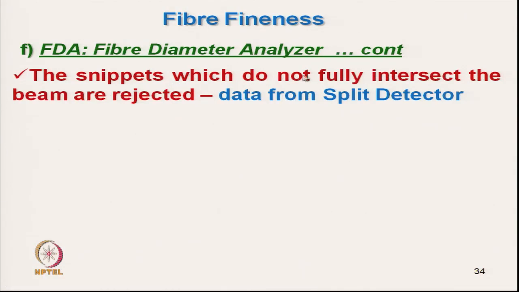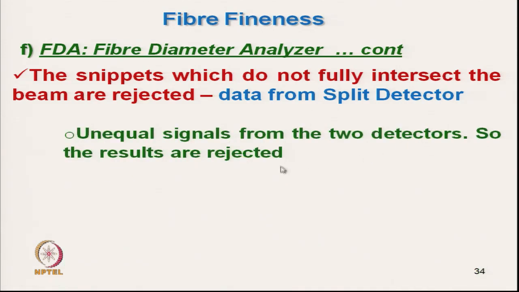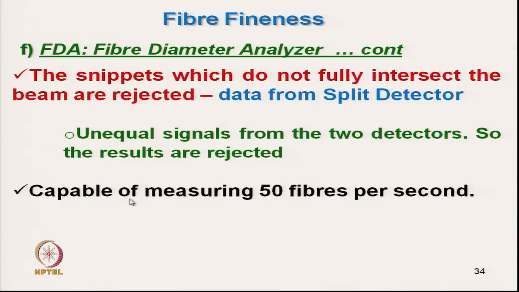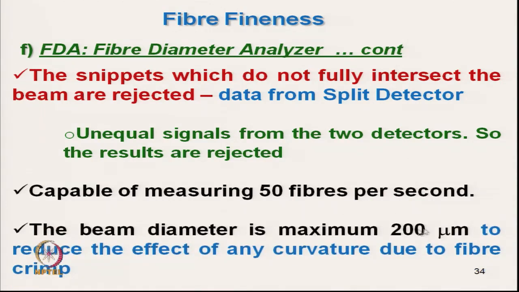The snippets which do not fully intersect the beam are rejected. Data from the split detector will automatically get rejected, so unequal signals from the two detectors mean the results are rejected. If the signals are the same, then the particular result will be taken. It is capable of measuring 50 fibers per second, a very high speed measuring technique.